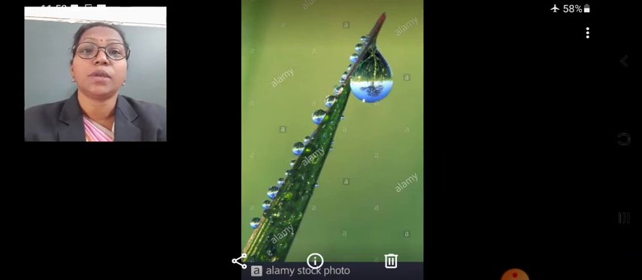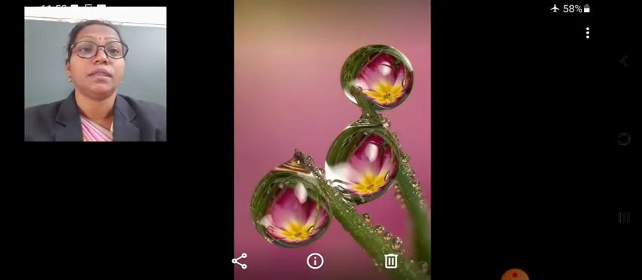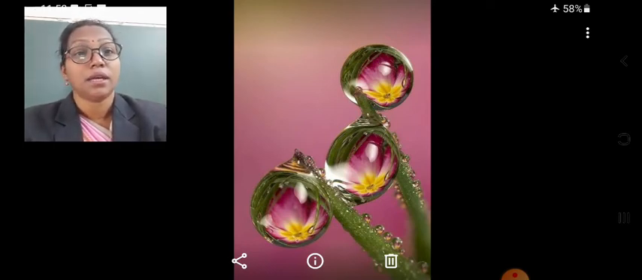Now students, here you can see an inverted image of the field with the tree, and the sky is down and the field is up. Such an image is formed in this dewdrop that is found on the tip of this blade of grass, you can see. And here in these drops of water you can see the inverted image of a flower. This is also formed because of refraction.